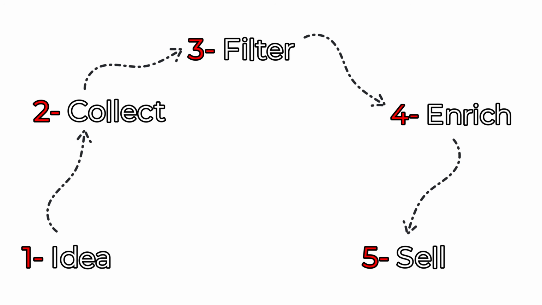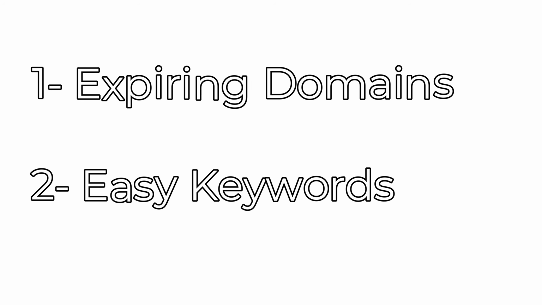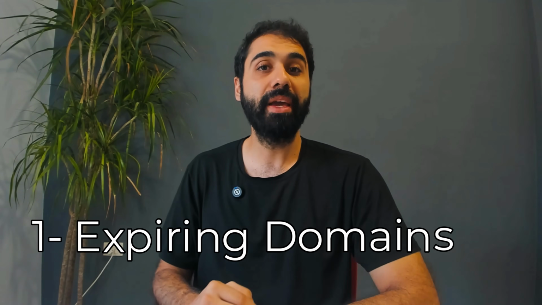To build any data library you want, you will go through 5 simple steps. And to make this real today, we will build together 2 real examples. Let's start with the first one, expired domains data.